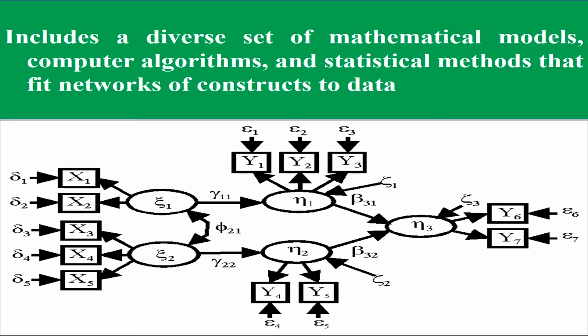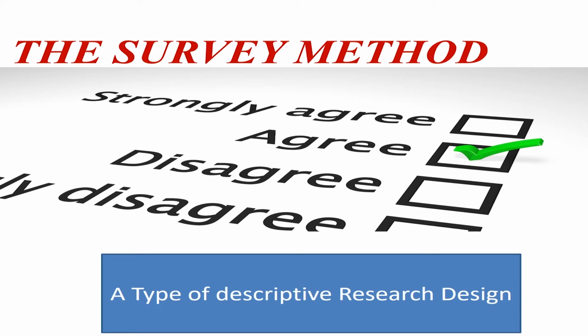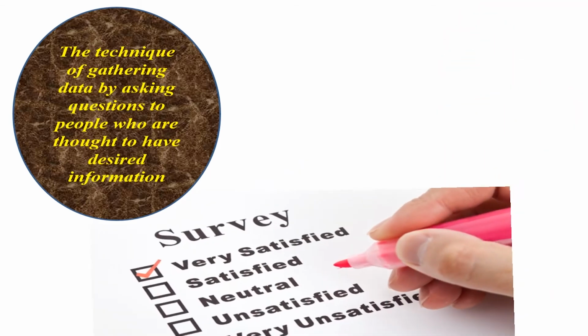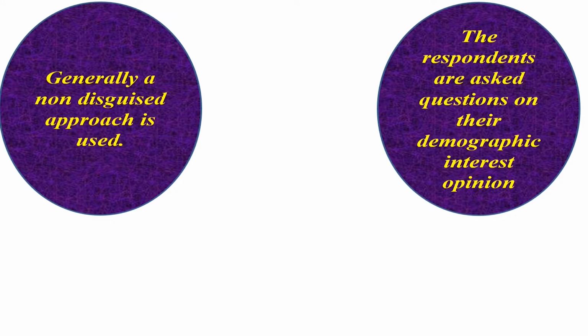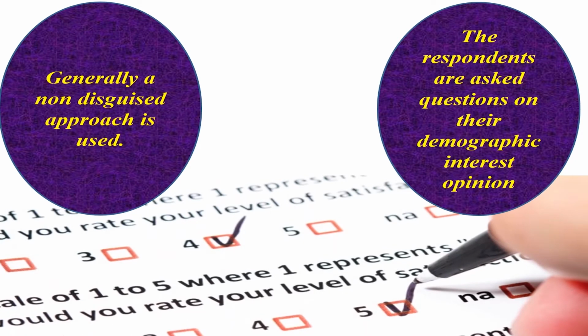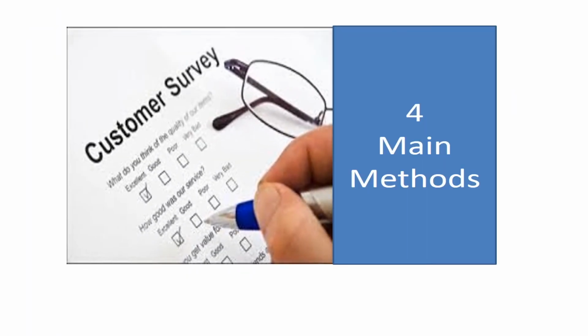The next type of research that we will now discuss in detail is the survey method. Survey method is a type of descriptive research design. It is the technique of gathering data by asking questions to people who are thought to have the desired information. A formal list of questionnaire is prepared. Generally, a non-disguised approach is used. The respondents are asked questions on their demographic interest opinion. There are mainly 4 methods by which we can collect data through the survey method.